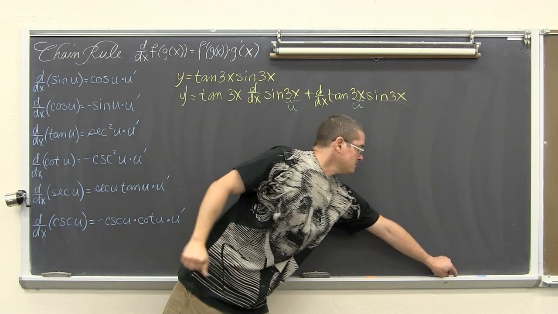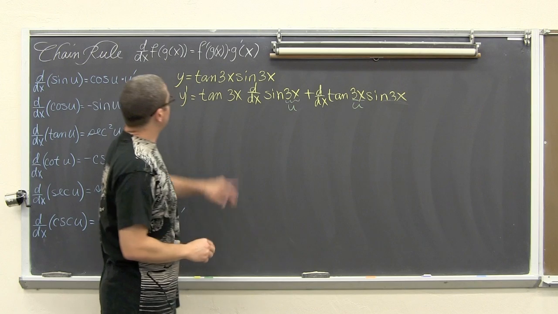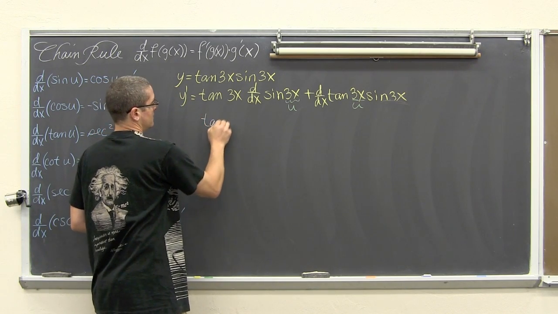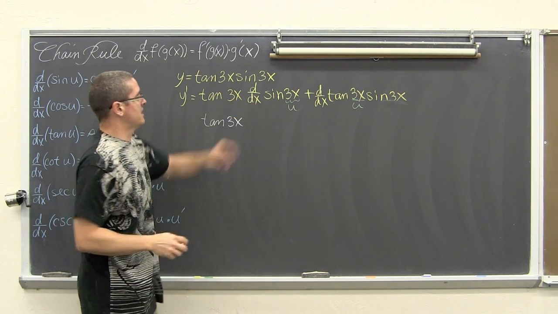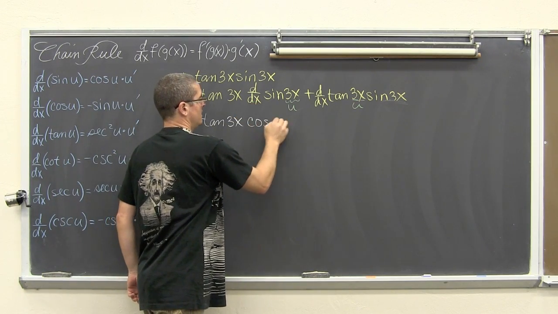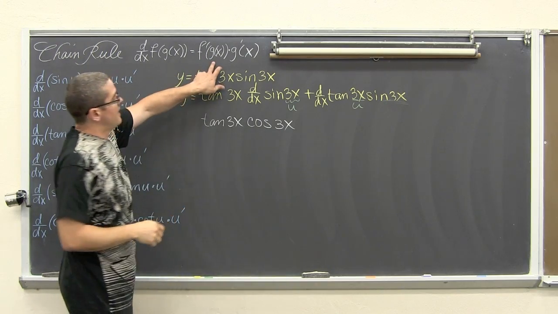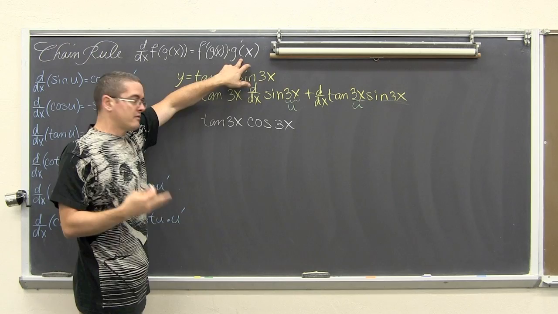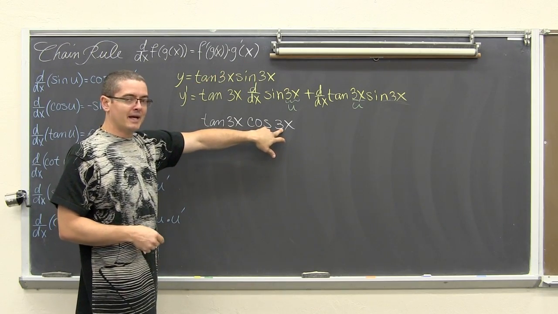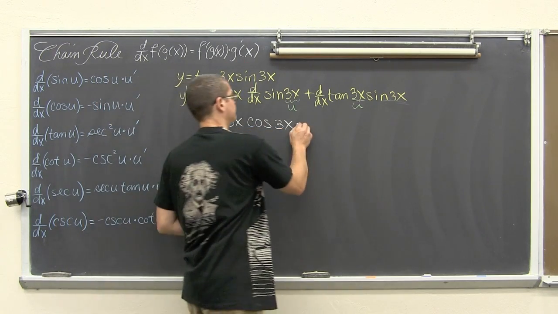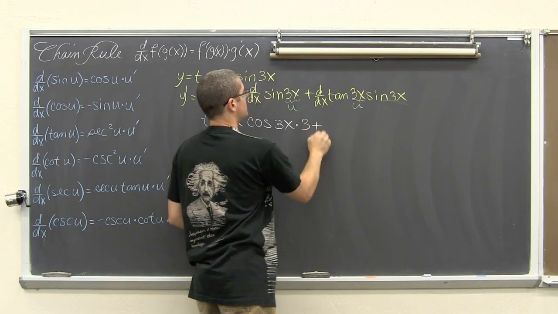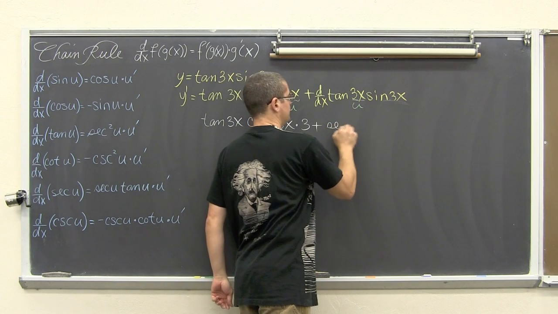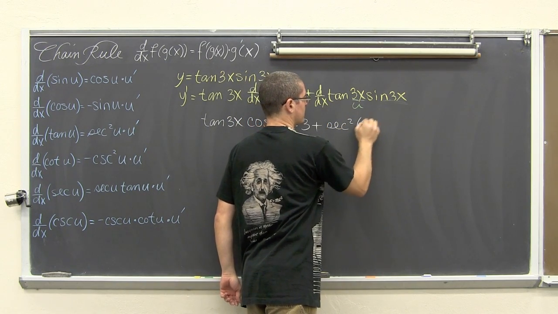So we've got the tangent of 3x, the derivative of sine is cosine, so we have the cosine of 3x, so that is the f prime of g there. And now we've got to do g prime of x, or the derivative of u. So the derivative of 3x is equal to 3. Plus the derivative of tangent of 3x, that's secant squared. So secant squared of 3x.